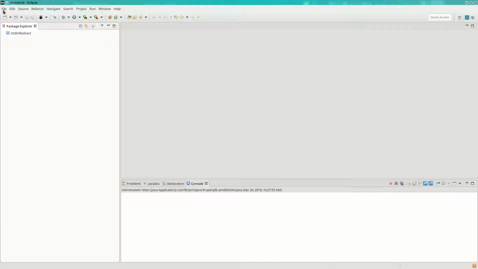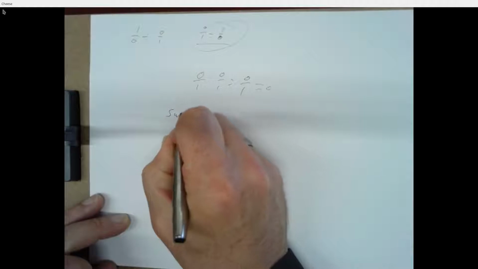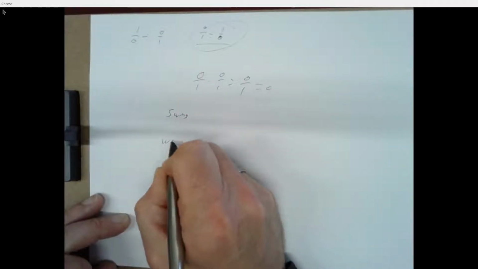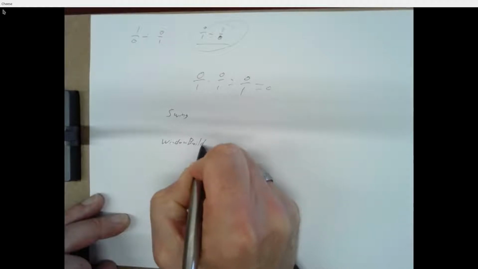All right, so let's talk about GUIs. Let's talk about Swing in WindowBuilder. So there's two pieces we're going to be playing with. One is Swing. The other is WindowBuilder. And for us, they're going to go together.